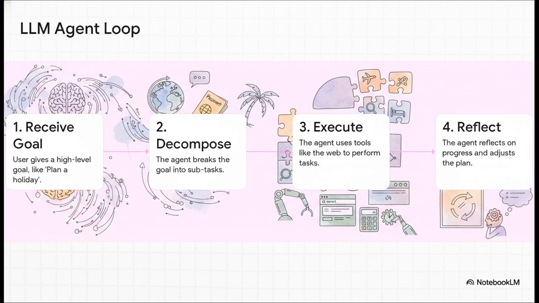But the most crucial part is that fourth step, reflection. After every single action, it stops and asks itself, did that work? Am I closer to my goal? And what should I do next? That ability to self-critique and adjust its own plan on the fly is what makes these agents so incredibly powerful.